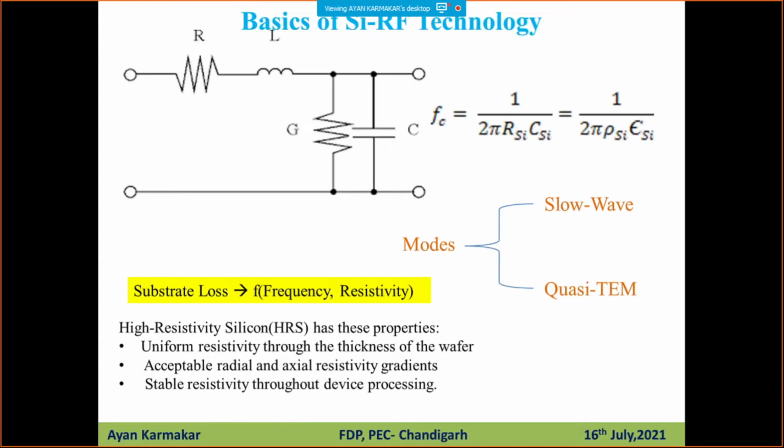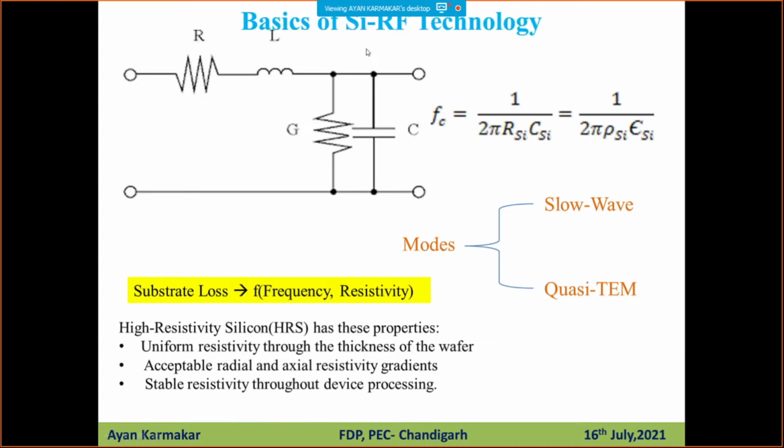So mathematically it is expressed with the help of this formula, fc equal to 1 by 2 pi RC, where this R and C are coming from the very basic equivalent circuit, or in other words it is equivalent to the resistivity of the silicon as well as the permittivity of the silicon.